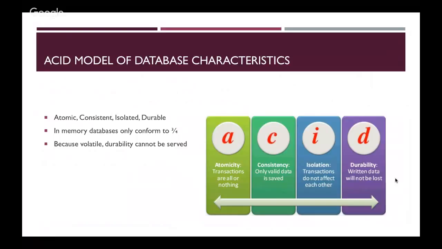So in-memory databases only conform to 3 out of 4 of these, and the one they do not conform to is durability. This is because in-memory databases are volatile, and that means that when the power is lost, data can and will be lost. So durability means written data will not be lost, but the durability property cannot be served because, in fact, data will be lost when the power goes out when it comes to in-memory databases.